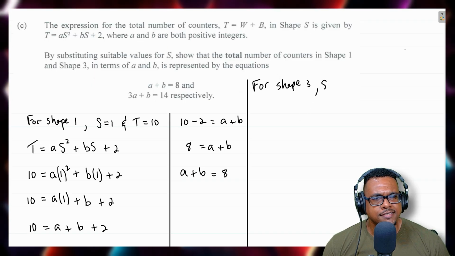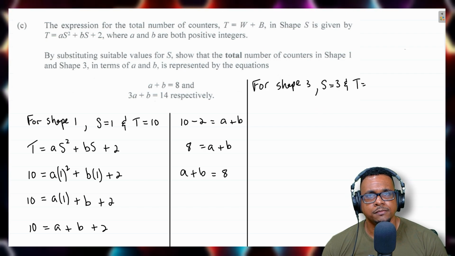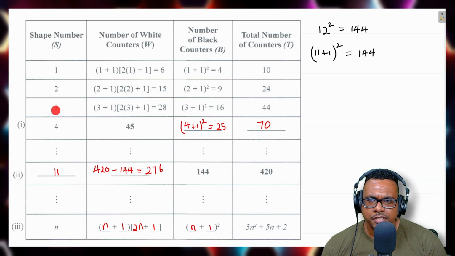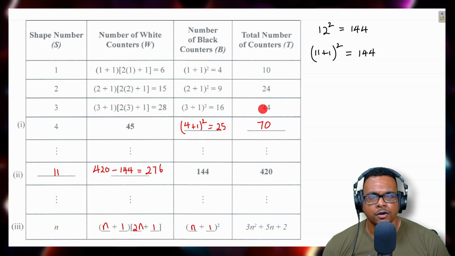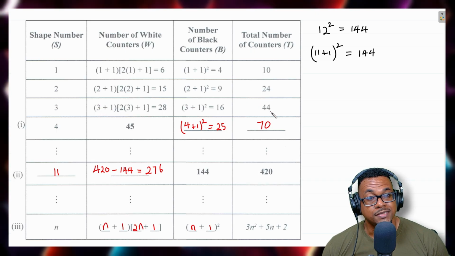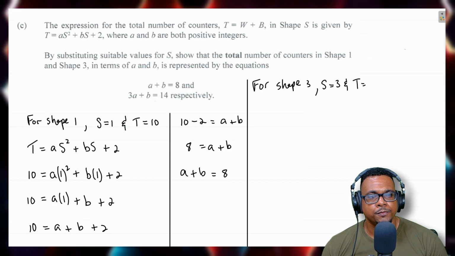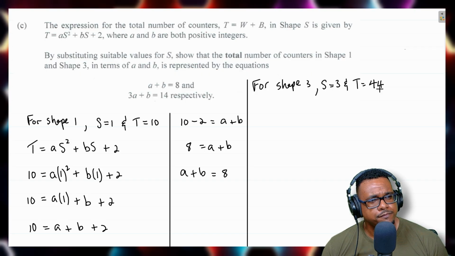We're going to have S is equal to 3, and for the total number of counters, we just go back to the table. For shape 3, total number of counters is 44. So that means T is equal to 44 for shape 3. Let's come back here now. So T is equal to 44.